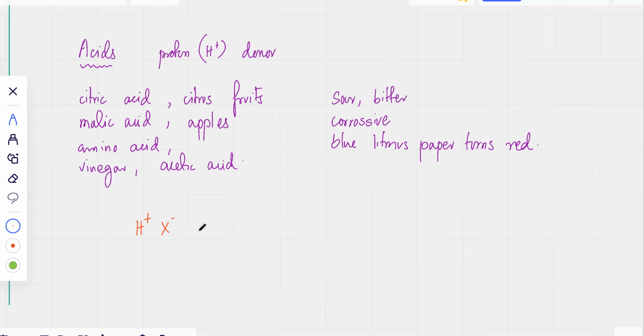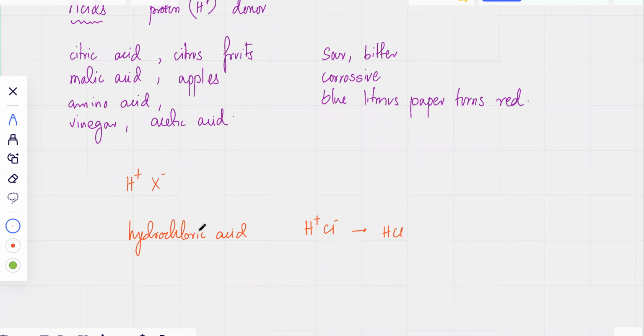So the first one we're going to talk about is hydrochloric acid. Does anyone know what the formula of hydrochloric acid is? Sir, HCl. Okay, so a hydrochloric acid molecule has an H plus 1 attached to a Cl that's minus 1. So the formula is HCl. What about any other acid whose name you know of?